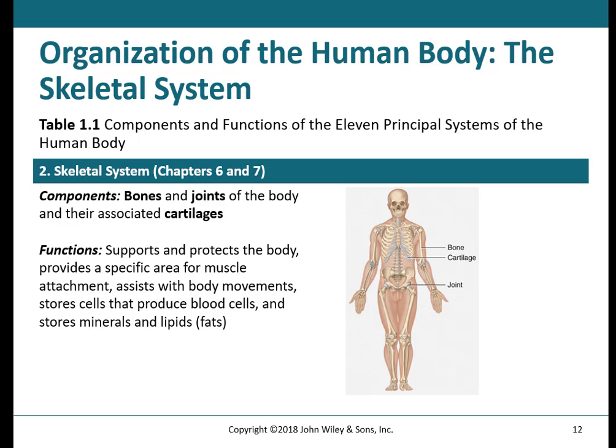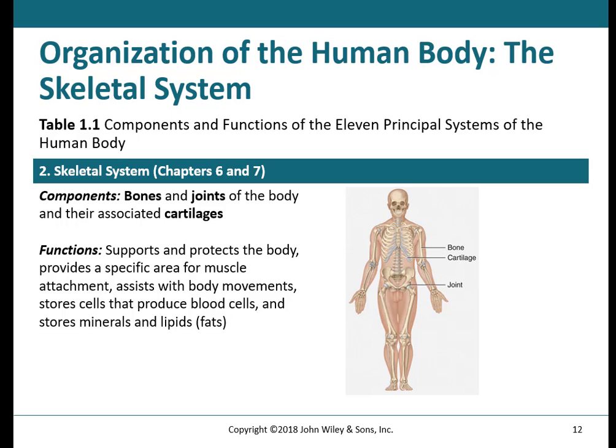Skeletal system will be the second major organ system that we get to. So bones and joints and associated cartilage. So the function of the skeletal system primarily is to support and protect the body. So you know that the brain is protected by the bones of the skull, the heart and the lungs are protected by the ribs. But it also aids in movement.